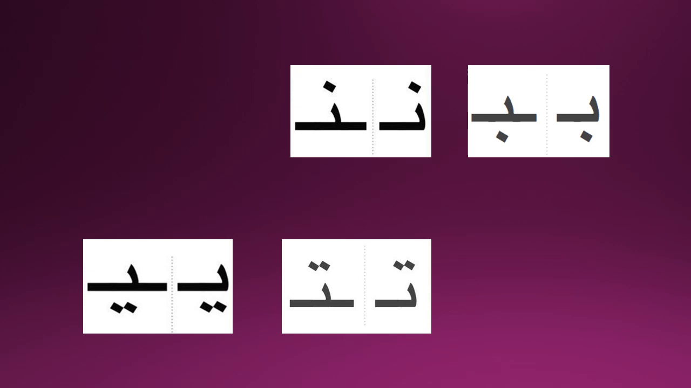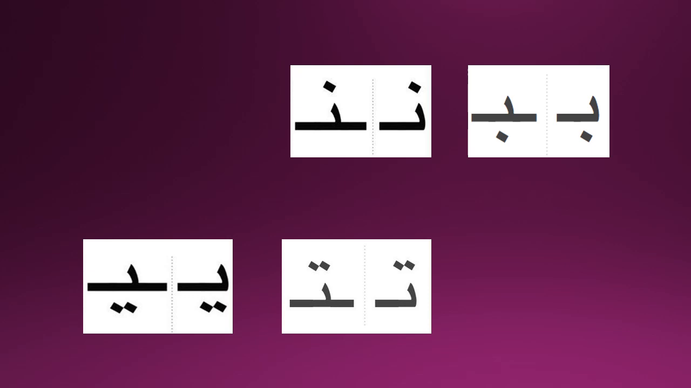Now can you tell me how can you recognize them? Don't worry, I will tell you. It's very easy. Yes, we can recognize them from their dots. Although the shape of Ba and Noon looks same, but if you look closely, Ba has a dot under it and Noon has a dot on it.